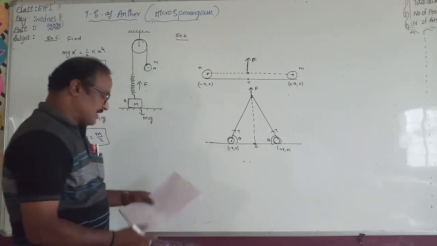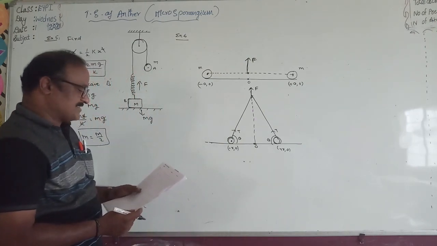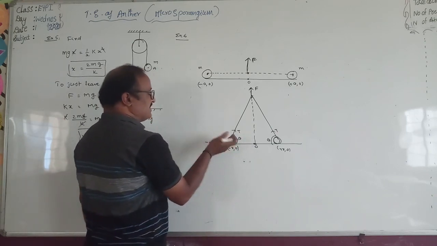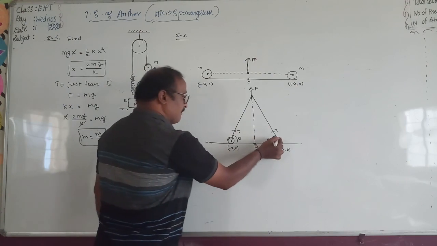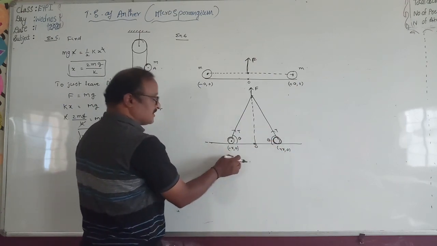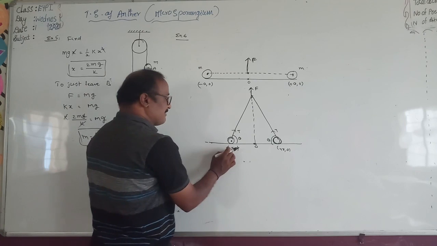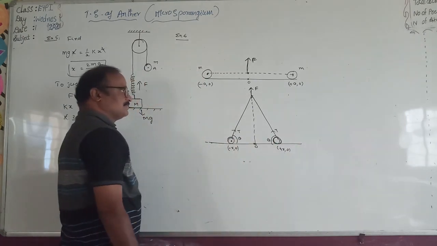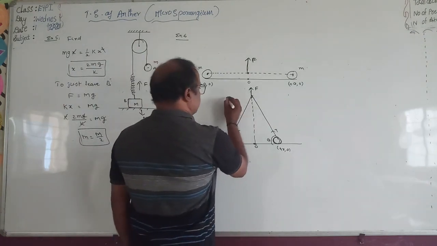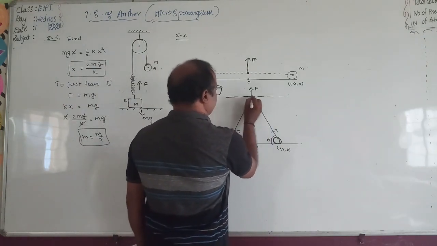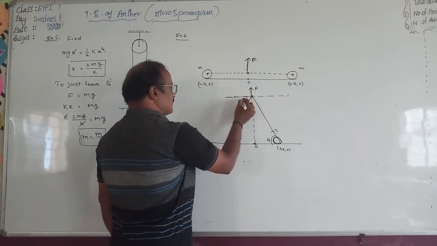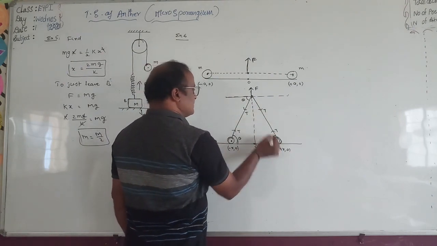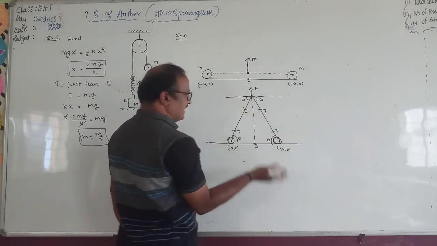Here what is the question? Find the acceleration of each mass. As the masses are moving towards the origin, we should find the acceleration while the blocks are approaching each other, at coordinates minus x comma 0 and plus x comma 0. So to find the acceleration, this is the horizontal line at the point of F. This is theta, and it is also equal to theta. Here also the tension is capital T. This is theta, and this one is also equal to theta because they are alternate angles.